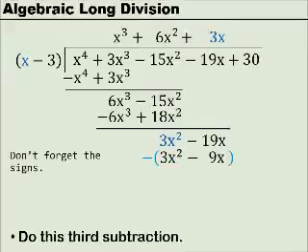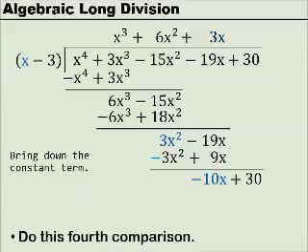And we do a third comparison. And that's where we come up with the 3x above. And it's a 3x squared, and it makes a 9x. We do the subtraction. We get a difference of minus 10x and bring down the 30 again.